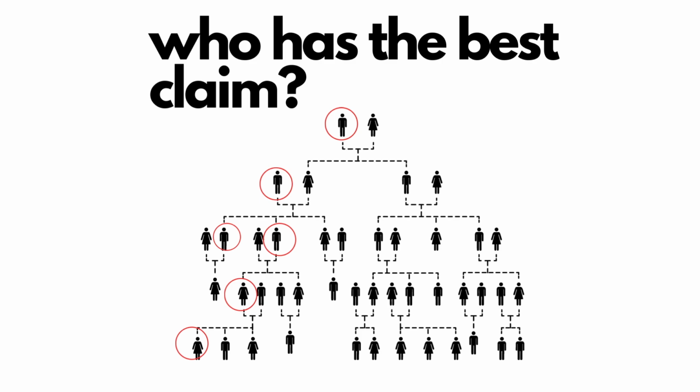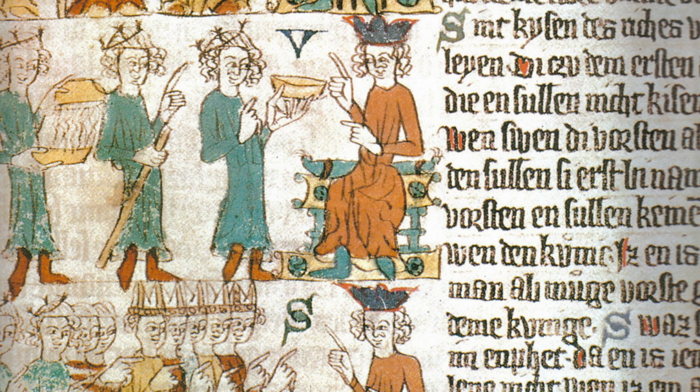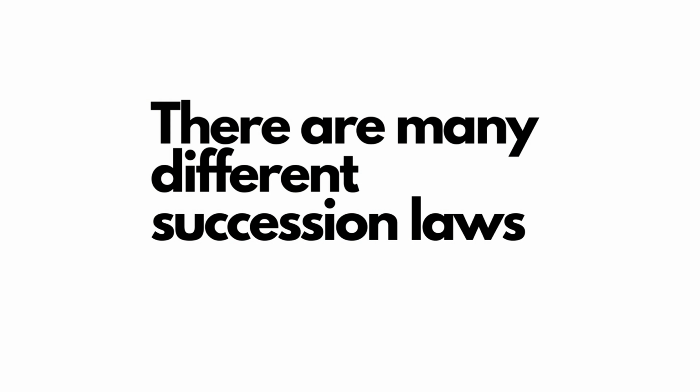Succession in monarchies is a complex and diverse process, as it is shaped by the historical, cultural, and political factors unique to each country. While some general trends and systems can be identified, it is important to acknowledge that the methods of succession vary greatly from one monarchy to another. So let's check some of the succession laws.